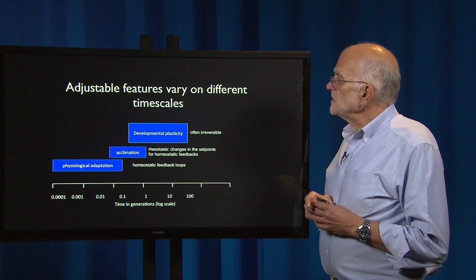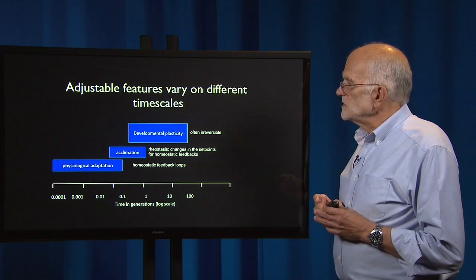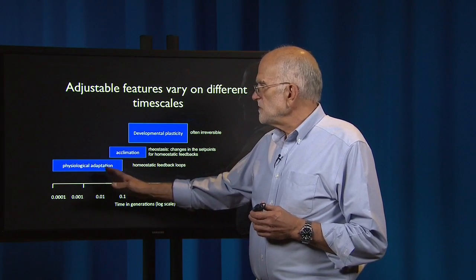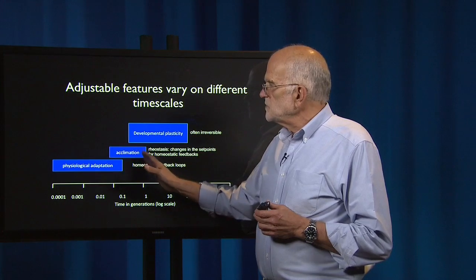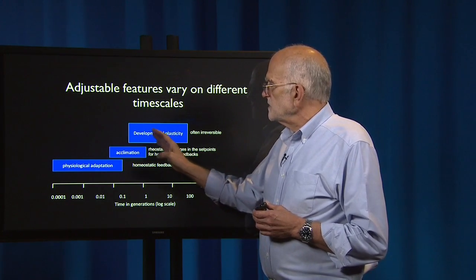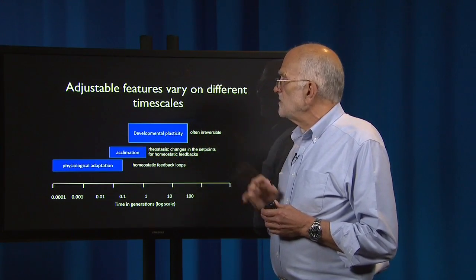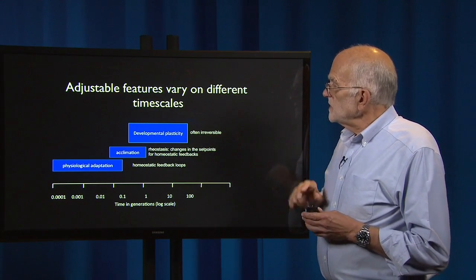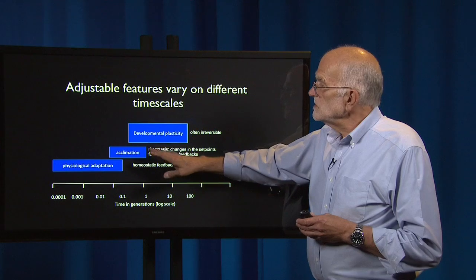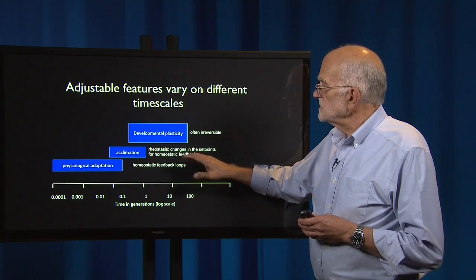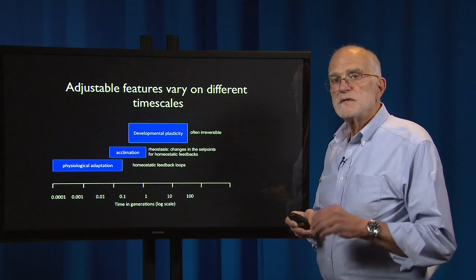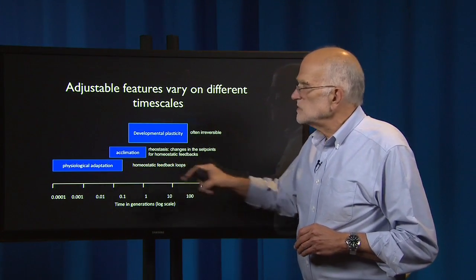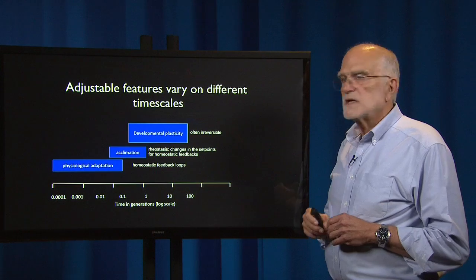Adjustable features vary on the different time scales that we have already visited. So physiological adaptation is occurring in fractions of a lifespan. Acclimation up to about a lifespan, and developmental plasticity at about a lifespan. Developmental plasticity is often irreversible. Acclimation is often achieved through rheostasis, that is, changes in the set point of the homeostatic feedbacks. And physiological adaptation is usually regulated through a homeostatic feedback loop.